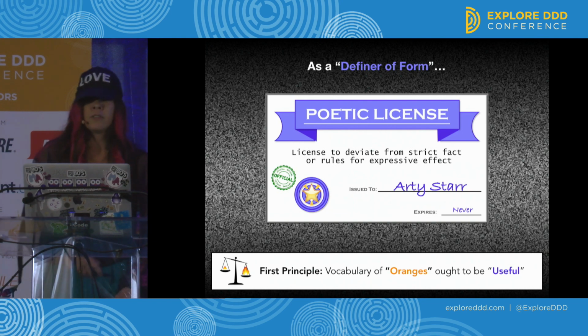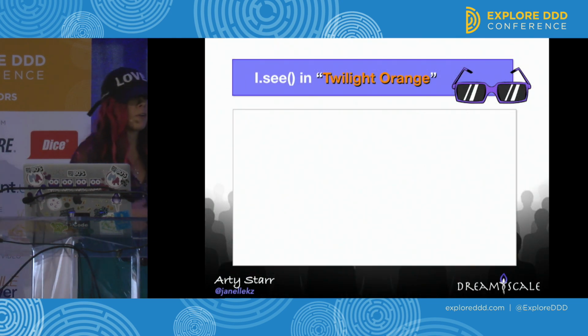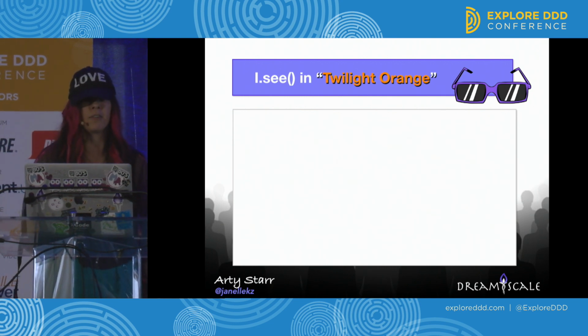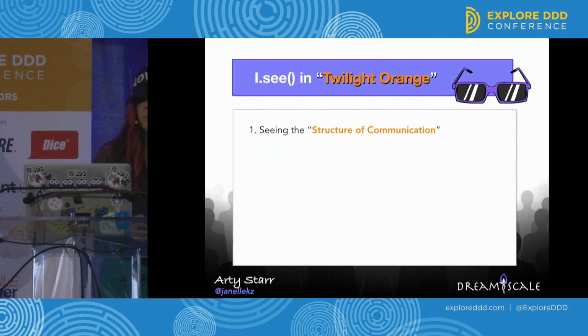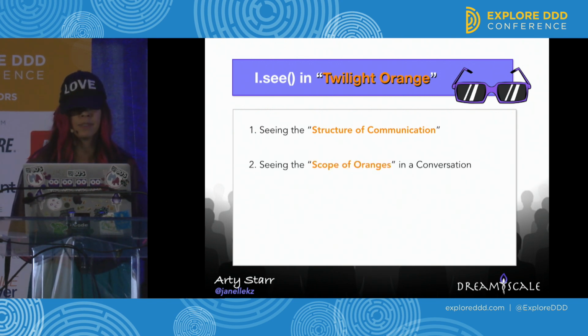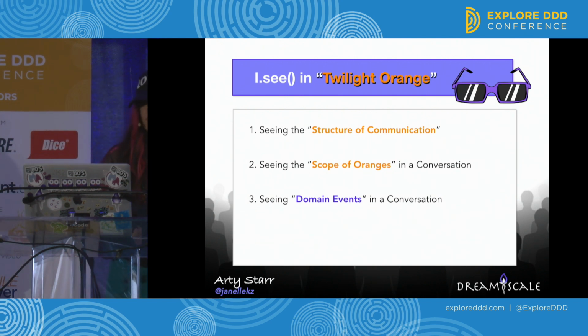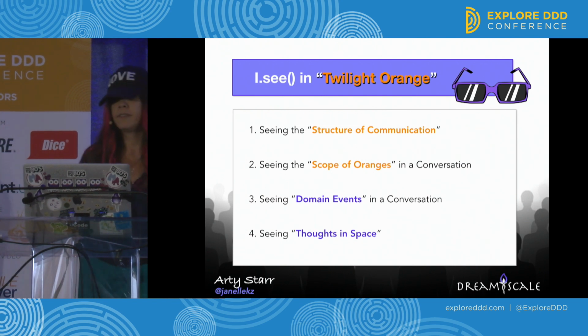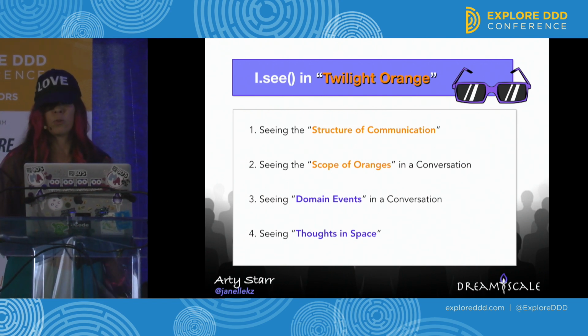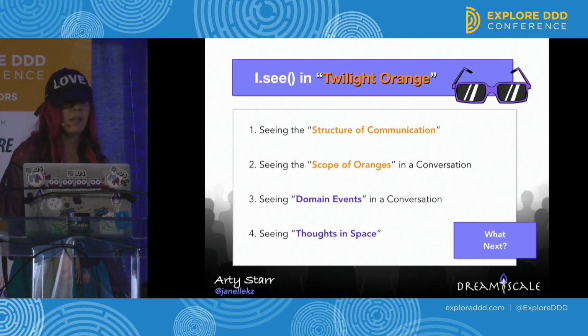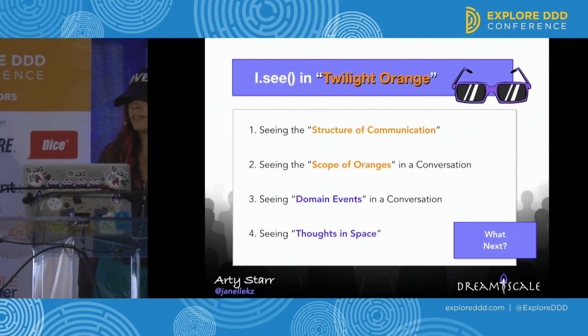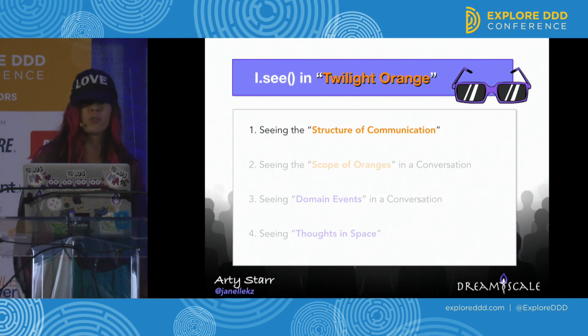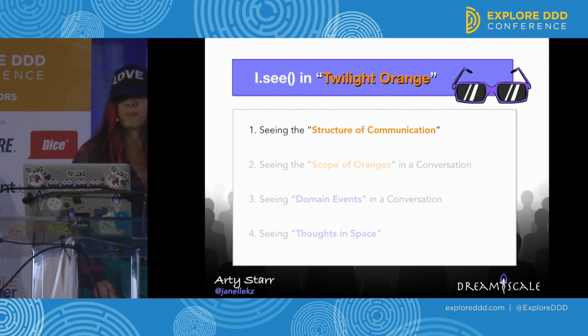So Twilight Orange. If we think about our seeing as a function in Twilight Orange, I'm going to talk about seeing the structure of communication, seeing the scope of oranges in a conversation, seeing domain events in a conversation, and seeing thoughts in space. We'll talk about how you see through this lens of Twilight Orange, or this way of seeing. Then we'll wrap up and talk about next steps. All right, so seeing the structure of communication.